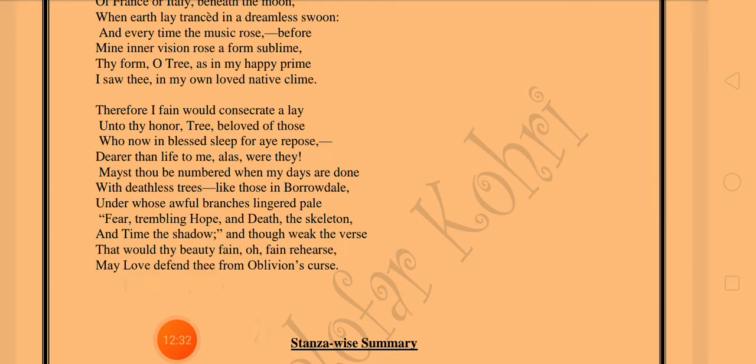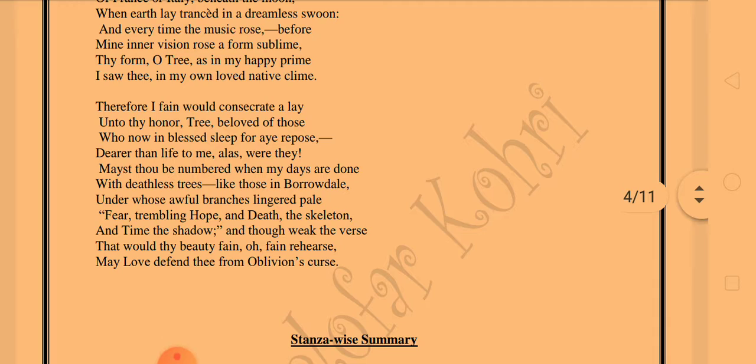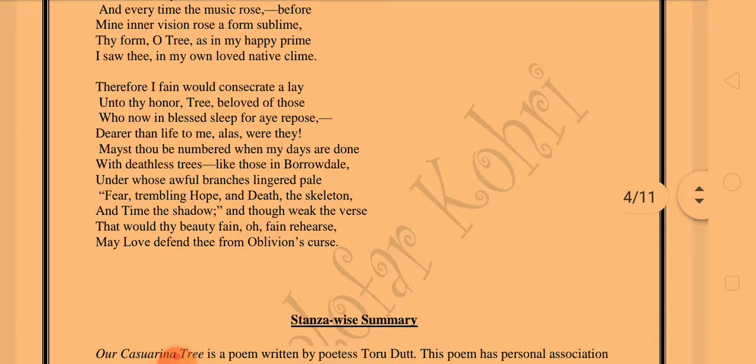So the poetess has decided to write a song in honor of the tree. Because wherever I go, whether to France, Italy or India, I will always hear the song of the tree. I will always see the tree in my mind, blended with the images of my siblings who are beloved to me. Because she has played with her siblings under this tree. So I would like to write a song for you in your honor, O beloved tree.